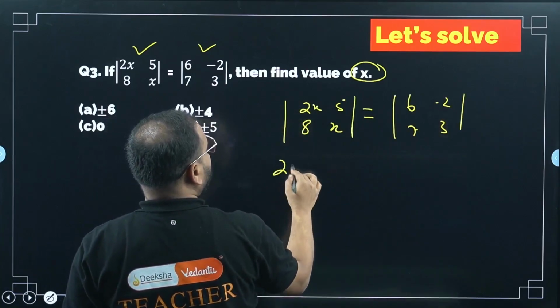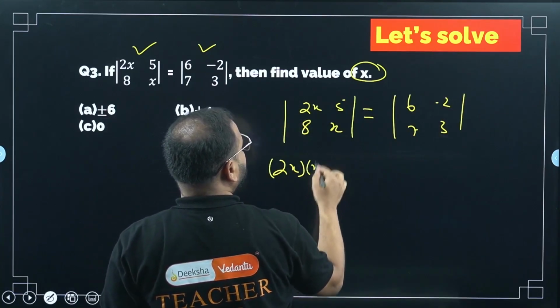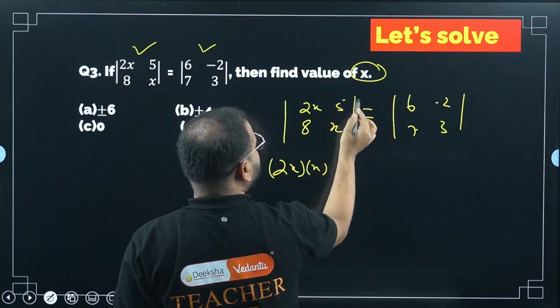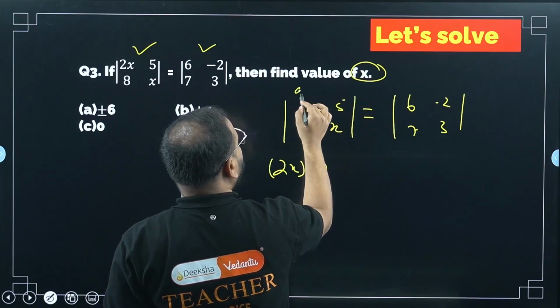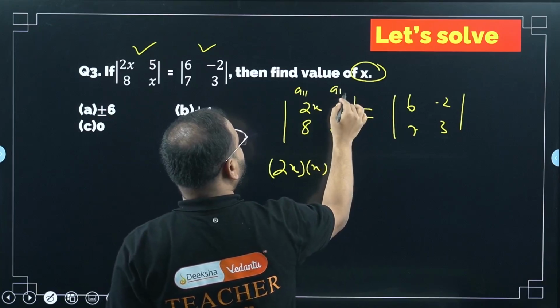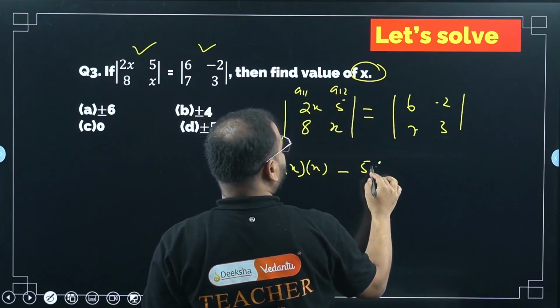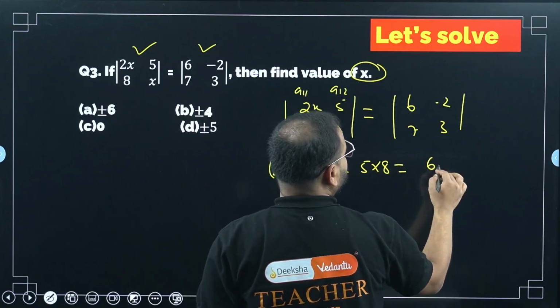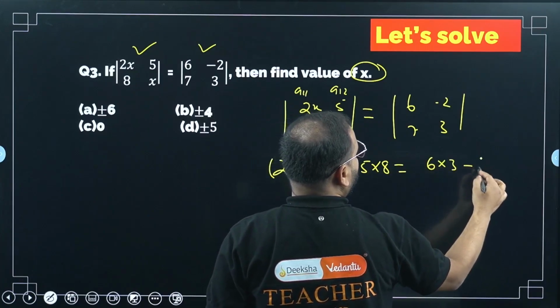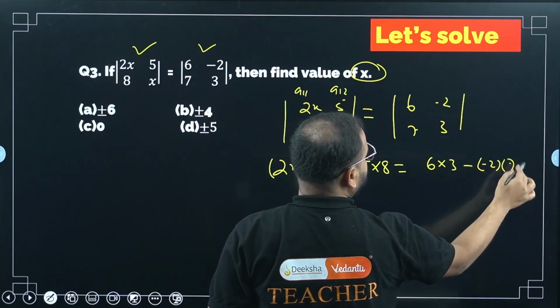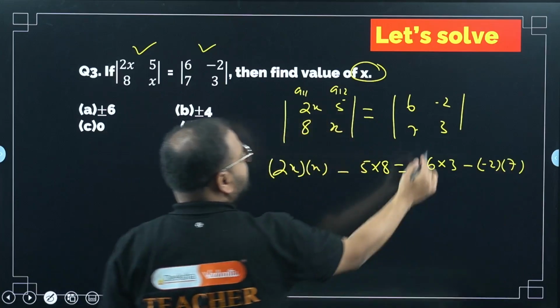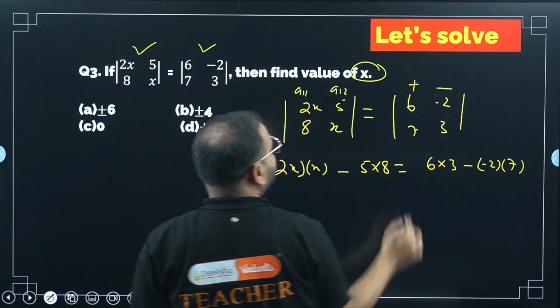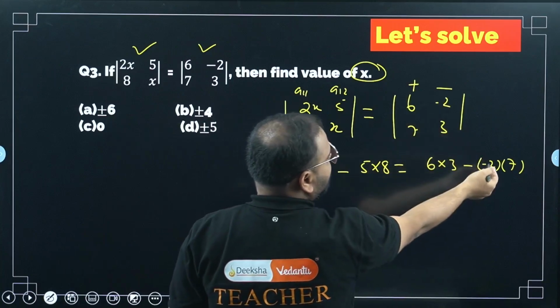It'll become 2x into x. This will become what? Minus, because the second will become negative. This is a11, so positive, and this is a12, so negative. So minus 5 times 8 equals to 6 times 3 minus of minus 2 times 7. One minus sign is because of this: this is negative, this is positive. And then minus 2 is already there, so minus of minus 2.